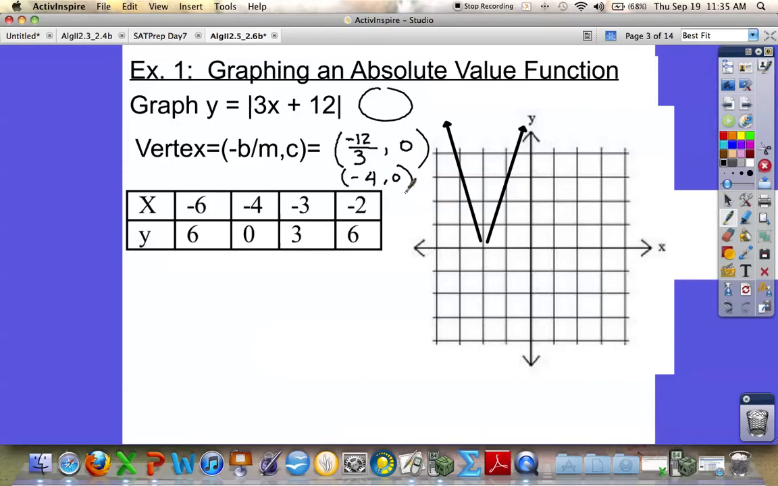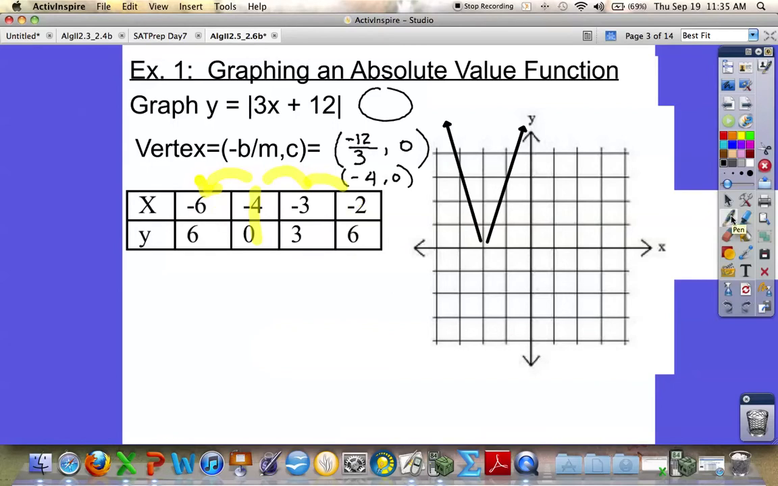And so if you notice, I put that value in my XY table. Now when you build an XY table, I expect you to build it with some values on one side of the vertex and some values on the other side. In other words, if you have a vertex value of negative 4, make sure you pick some numbers below that and some numbers above that.